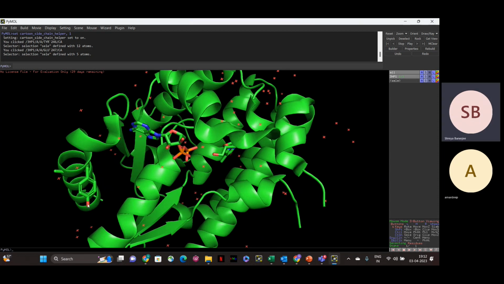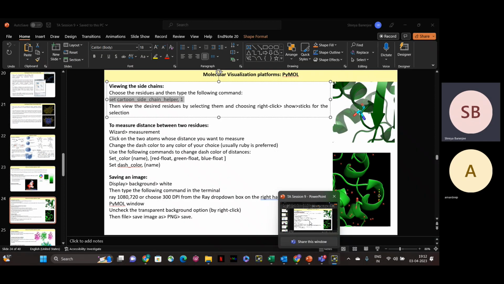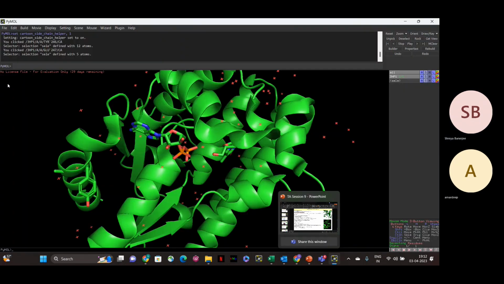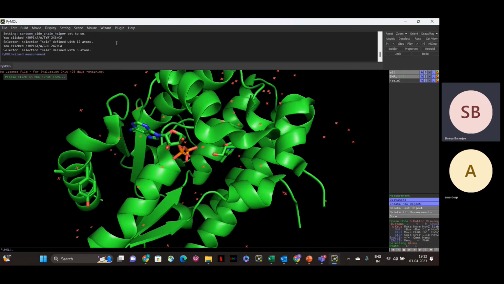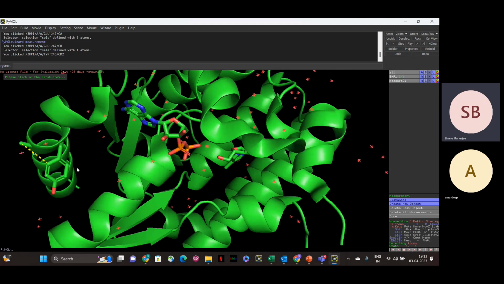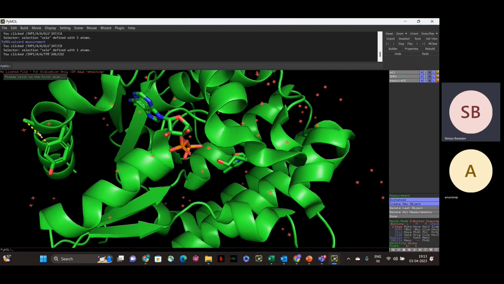So if I want to find the distance between, say, this carbon of the tyrosine and this CH3 of the alanine, then what we have to do is click on measure, or wizard, then measurement. It's written, please click on the first atom. So I've clicked on this carbon. Please click on the second atom. I have clicked, say, on this carbon. So the distance is given in angstrom. If you can see, it's written 4.6.